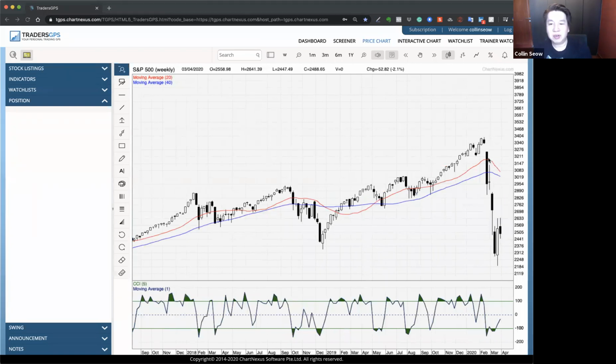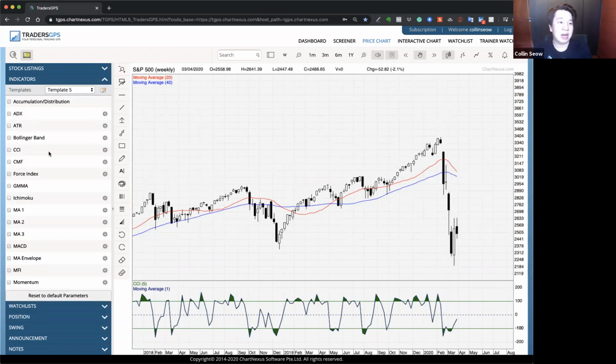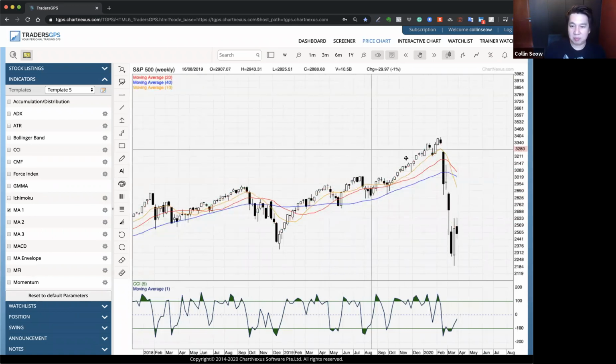Okay, so we can see from here this move down is very impulsive. If we want to see how long this downtrend will last, because this move is so impulsive, we can use the 10 MA instead of the 20 MA, which is so far away from my price. The 10 MA helps to guide this downtrend. If you use a GMMA, you can also see that the S&P is in a really strong downtrend.